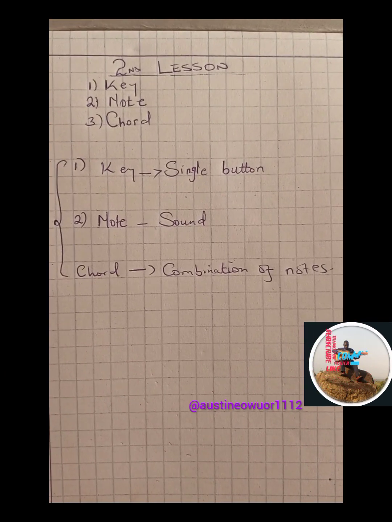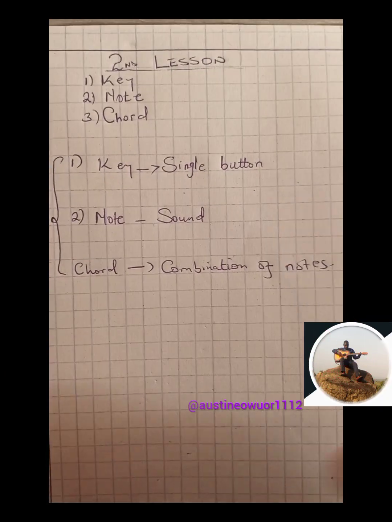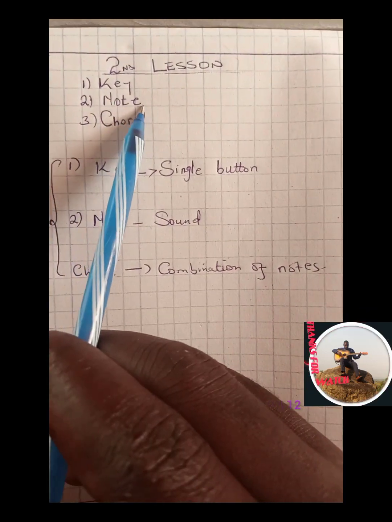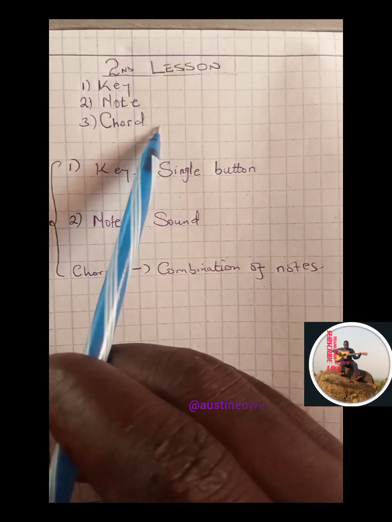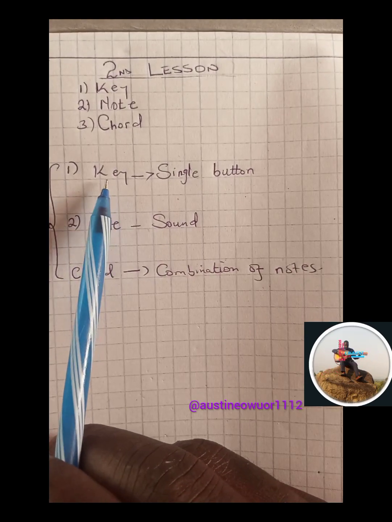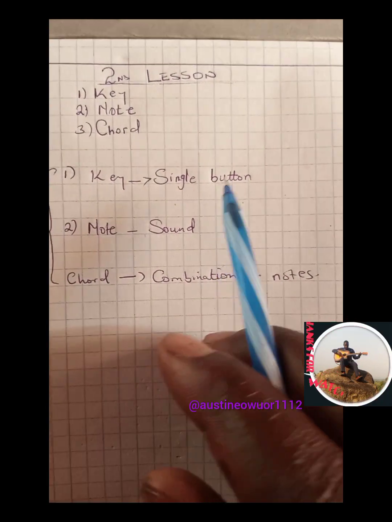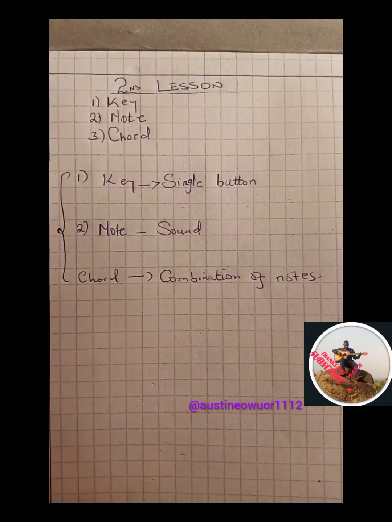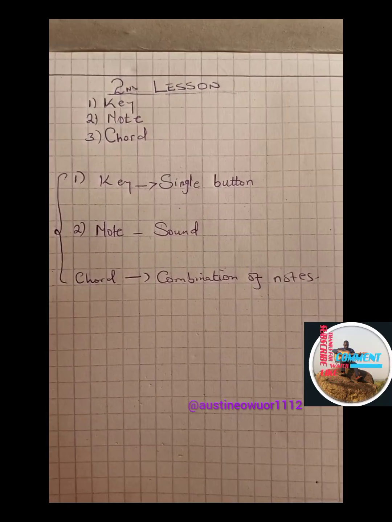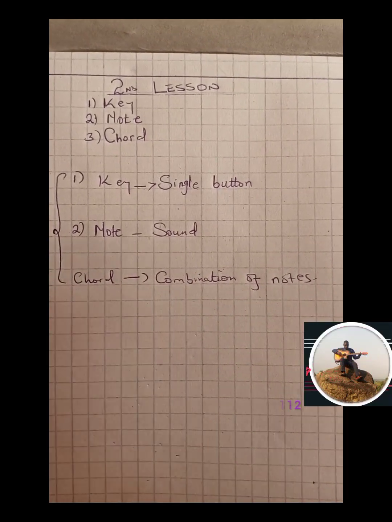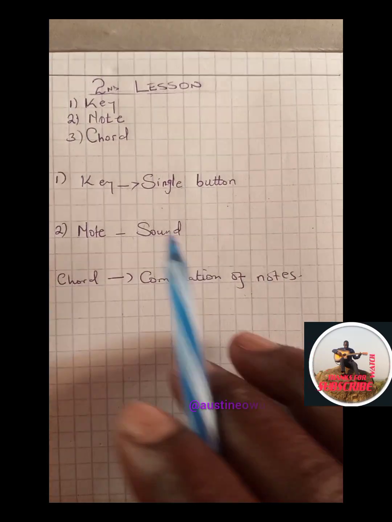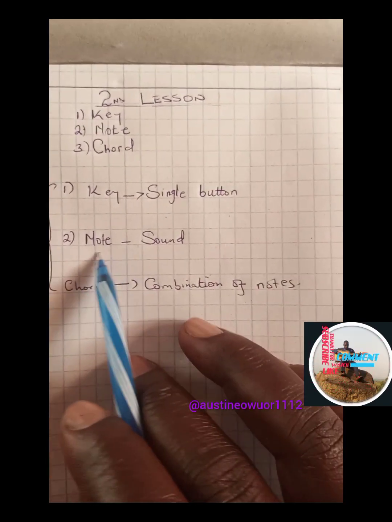More than one note. Let's see from the write-up that I've just done here to help us elaborate more so that we don't forget. Okay, the first one being key, the second one is note, and then the third term is the chord. So the first one, the term key, simply means a single button. The keys are those buttons of the piano, the keyboard that you're going to click or press as you practice or as you play the music. The second one here is the note.